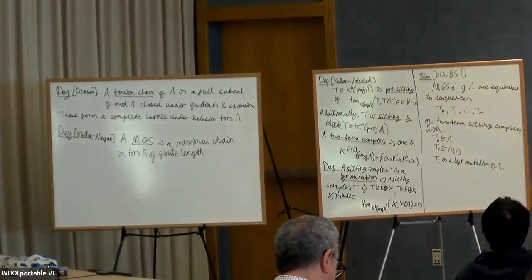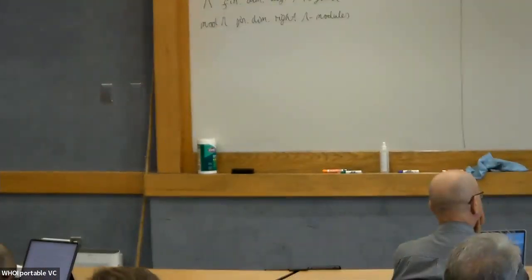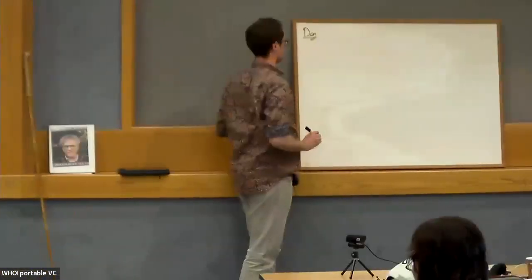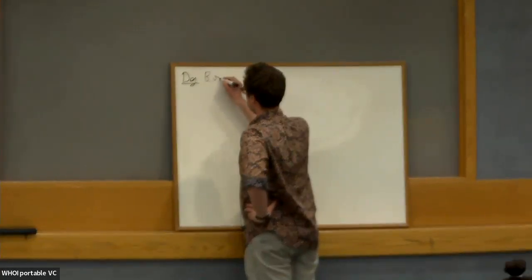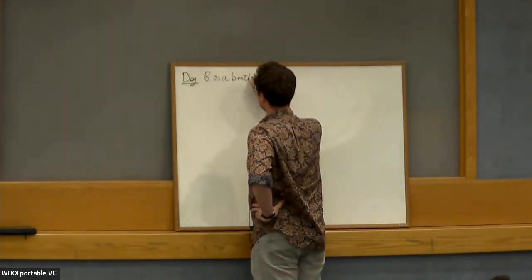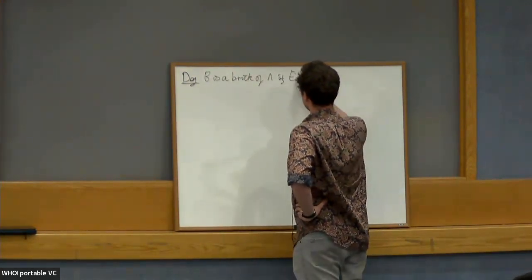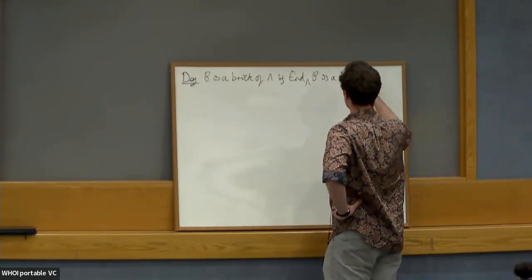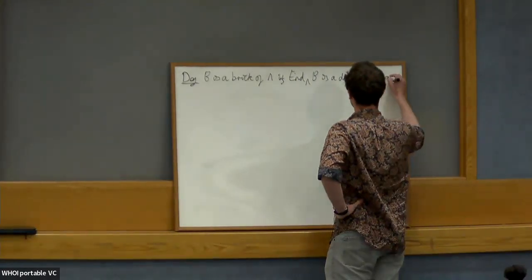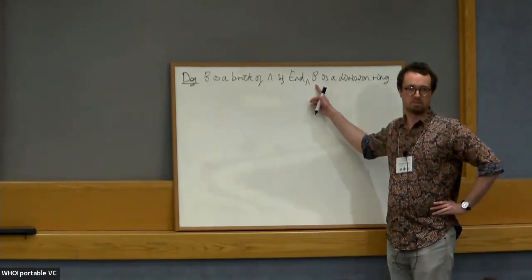Now, all the way over here, definition number 3. This is going to be in terms of what are called bricks. B is a brick of lambda if the endomorphism algebra of B is a division ring, meaning that all endomorphisms are either isomorphisms or zero.